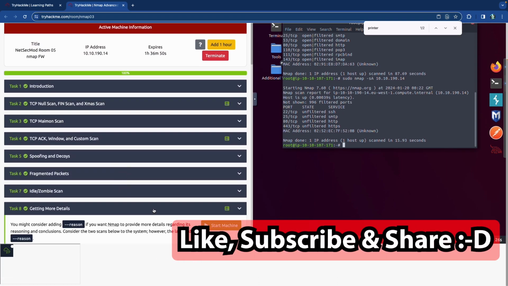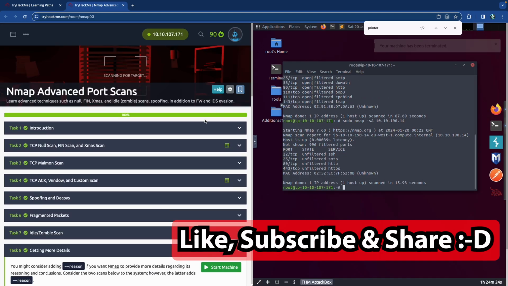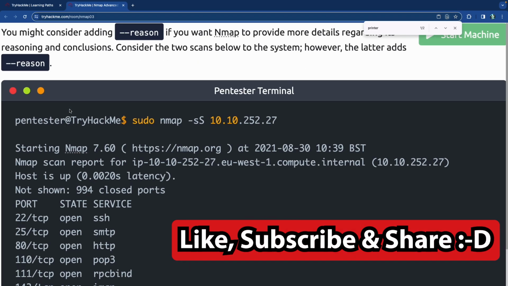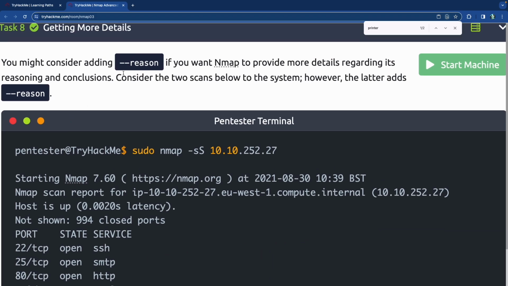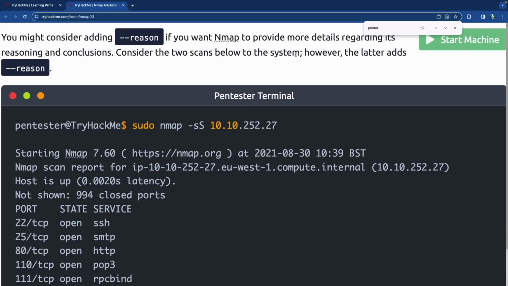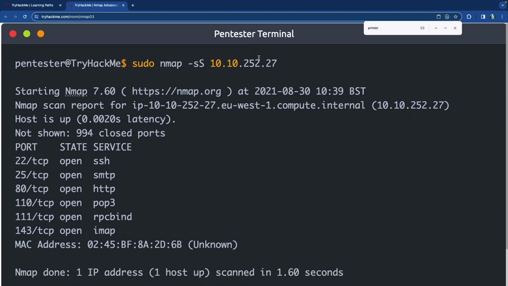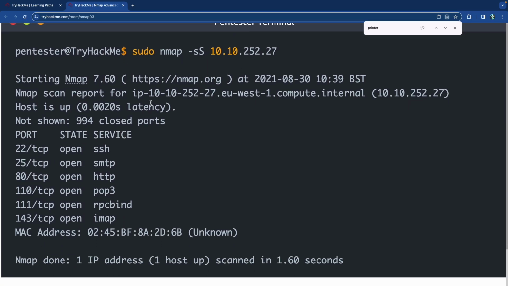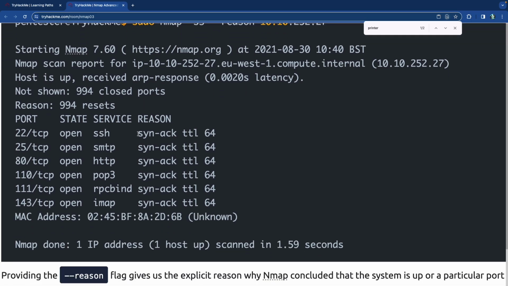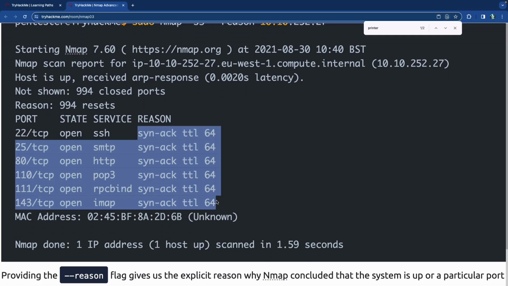So we're about to go to another machine. I'm going to terminate the one that we got, start this one, and read through what we're trying to do here. Adding a reason: if you want Nmap to provide more details regarding its reasoning and conclusions, consider the 2 scans below. However, the latter adds reason. So this one doesn't have reason to it, and it came back and gave whatever number of open ports that it did. And this one does have reason attached to it. Now it does tell you why it's assuming these things are open.